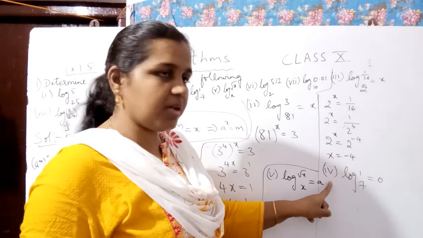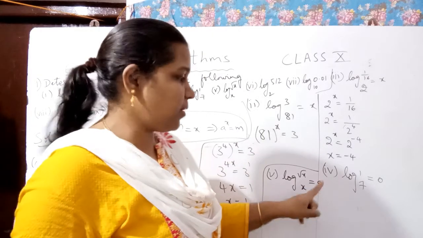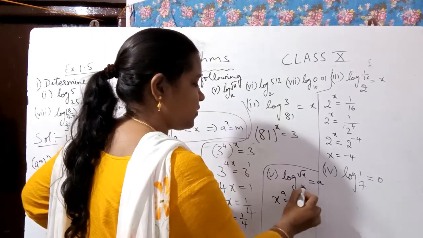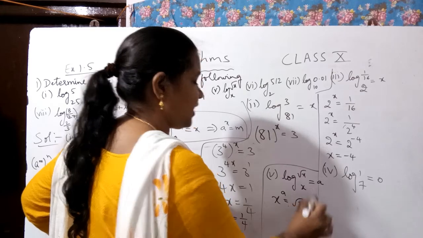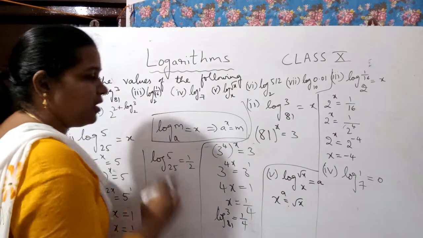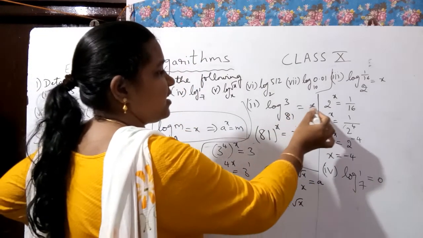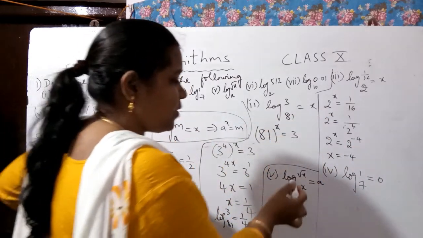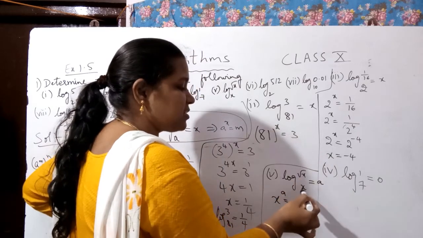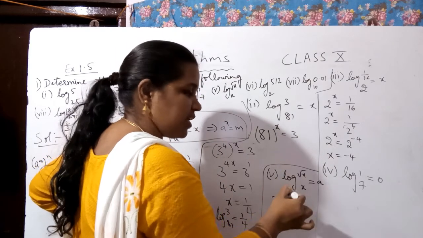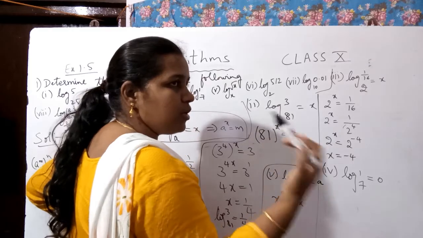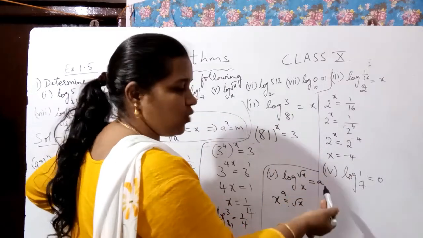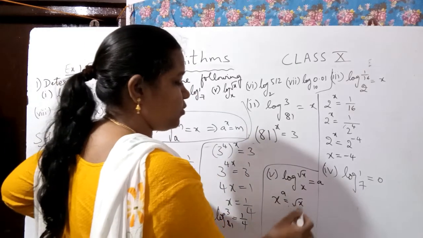So don't get confused. I am writing it as some a or x or some number. If I write it, I'll get x power a is equal to root x, applying the same formula. In all the other cases, I am taking this value as x. But here I am taking a because this log root x and base x is already in terms of x, so I don't want you to get confused. So I am taking it as some a or k or anything you can take. So x power a is equal to root x.